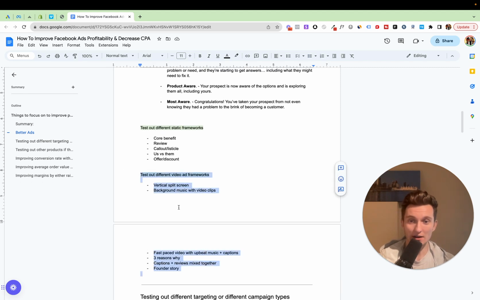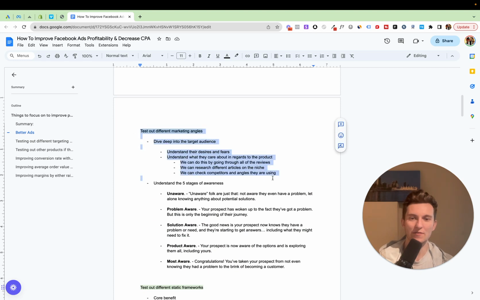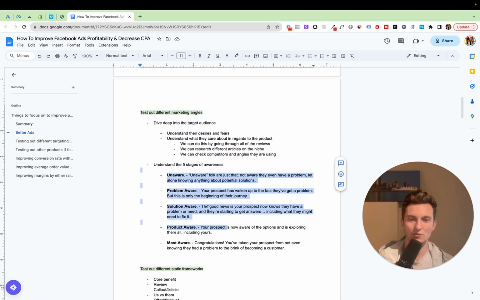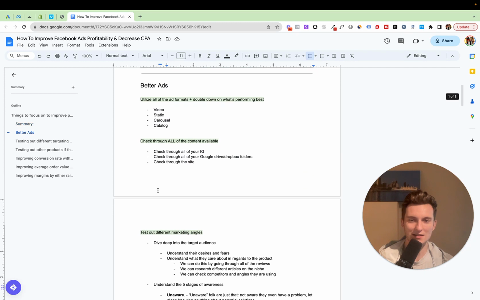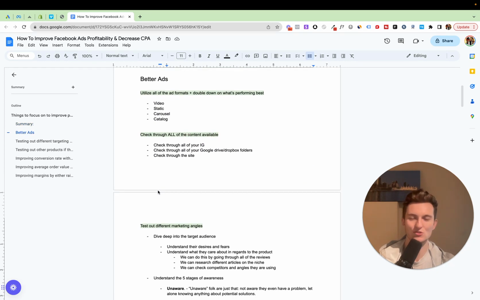Up next is really testing out different video ad frameworks. There's an unlimited amount, like the vertical split screen, background music of video clips, fast-paced video with upbeat music and captions, 3 reasons why, captions plus reviews mixed together, founder story. There are just so many different frameworks, and then you combine that with the different marketing angles and understand the 5-stage awareness. There's so much within ads. This is a quick overview summary, but there's so much to get involved with.